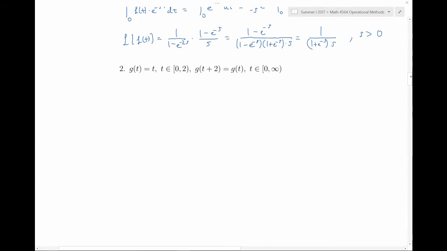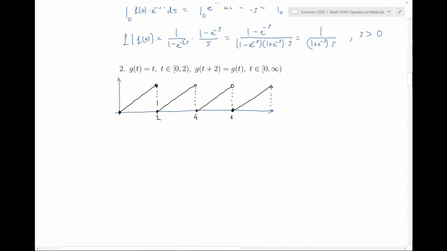This function is a little bit different. It's a so-called sawtooth wave. The function emerges at 0 and goes as a function t all the way up to 2, and then jumps back down, and then repeats itself again. You can see why it's called a sawtooth wave.